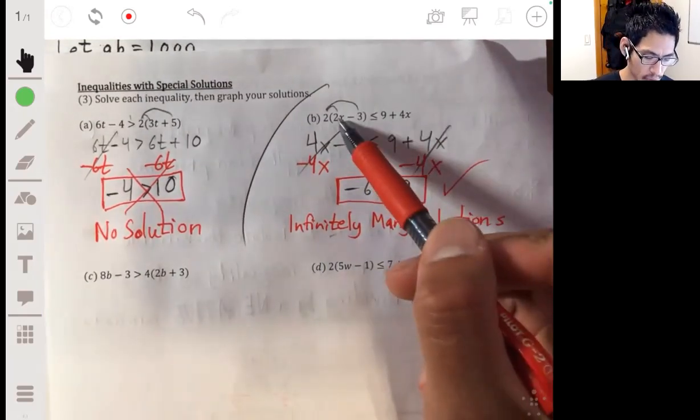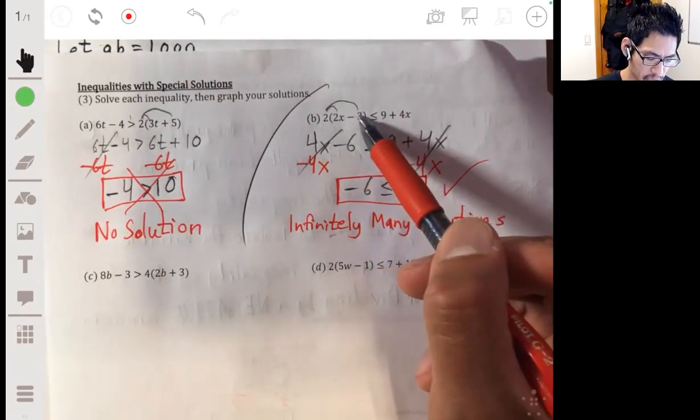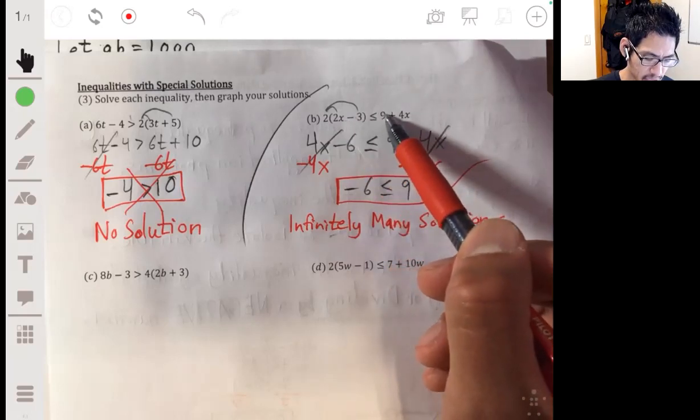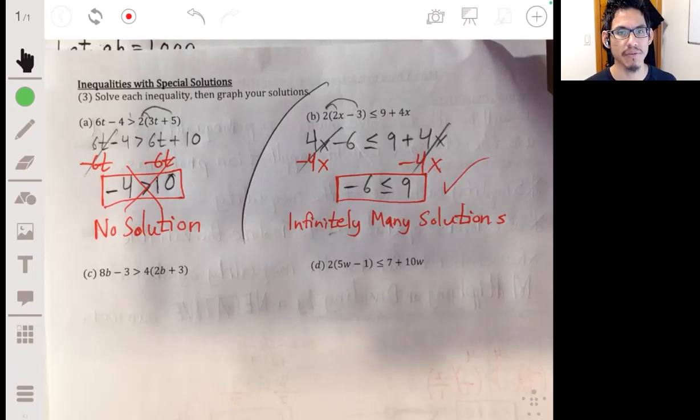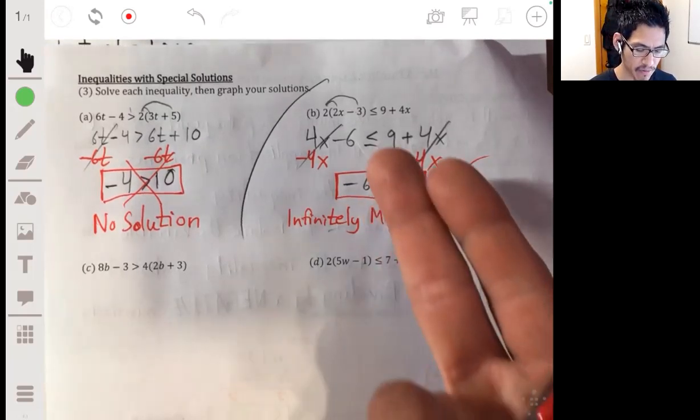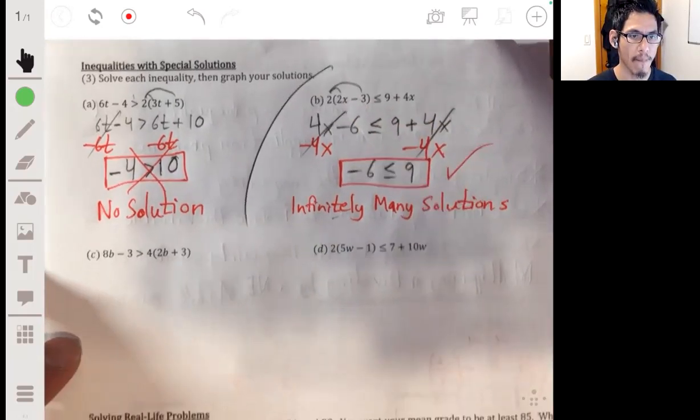You can plug in 0. You plug in 0, you get 2 times -3, -6 is less than or equal to 9, which is true. Plug in 1, plug in 17, plug in a million, plug in 1.5. Any number for x will make this work.